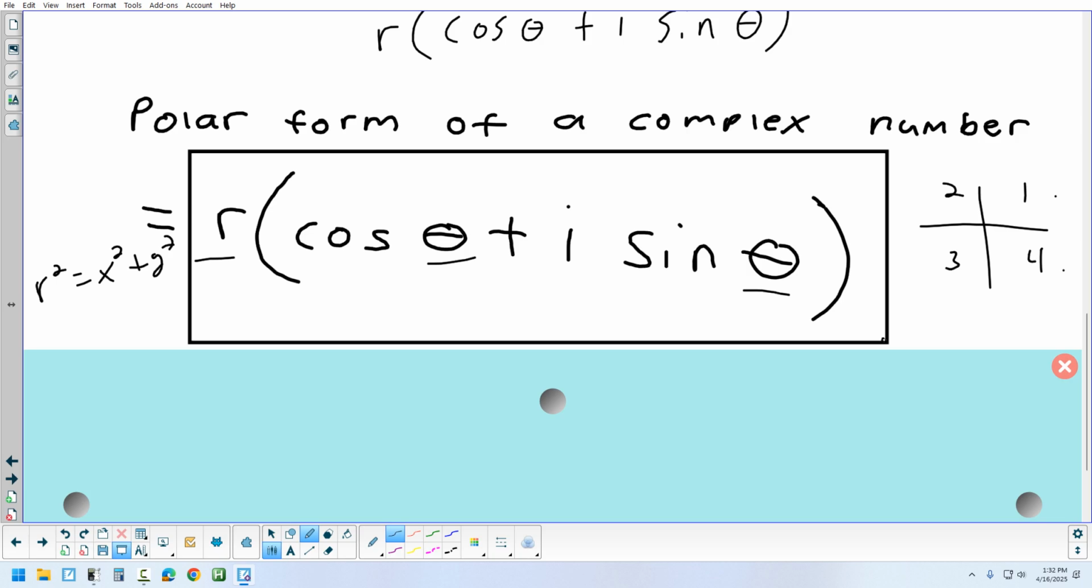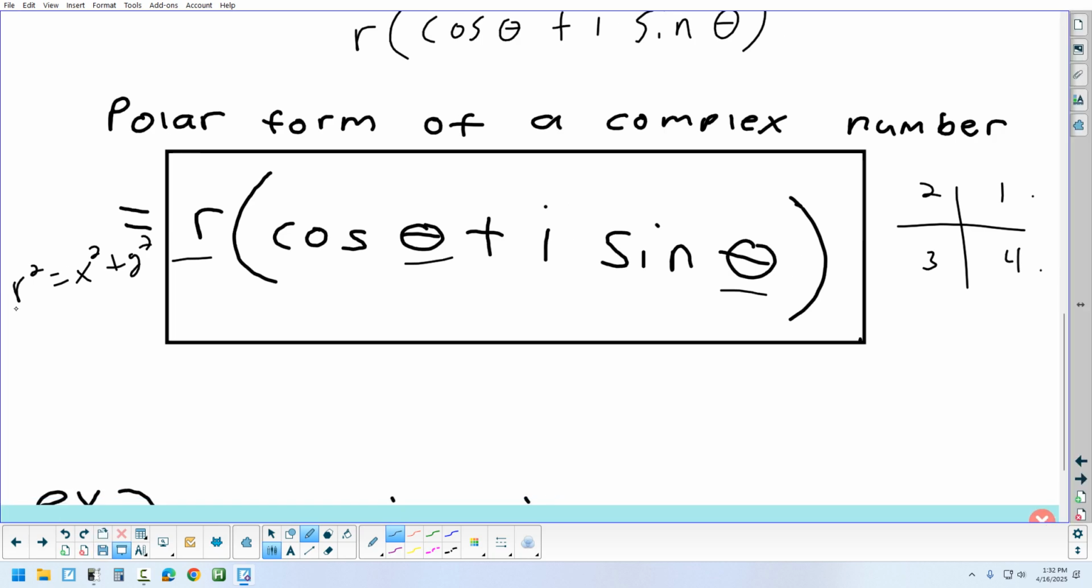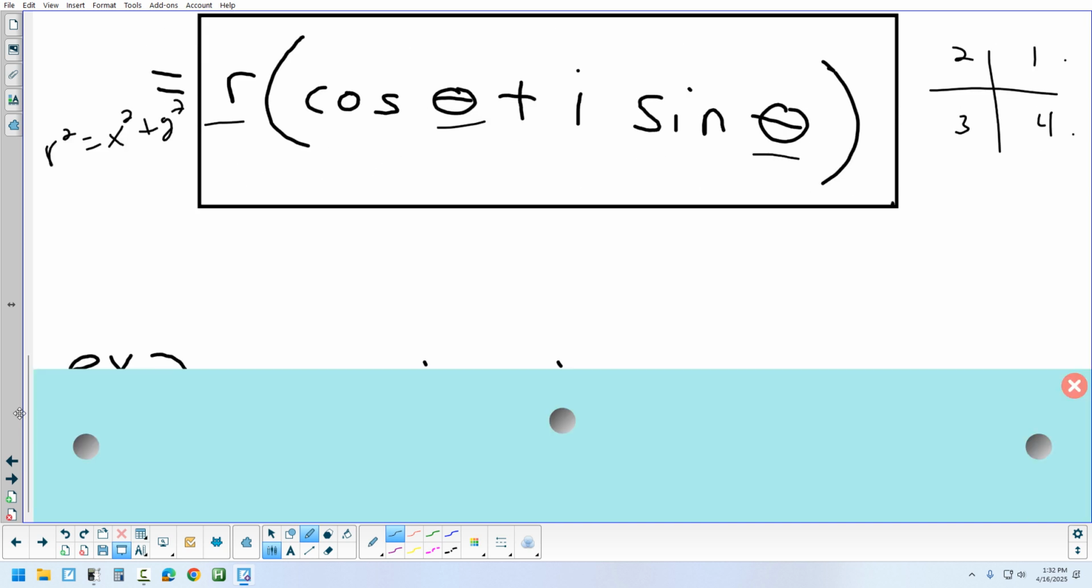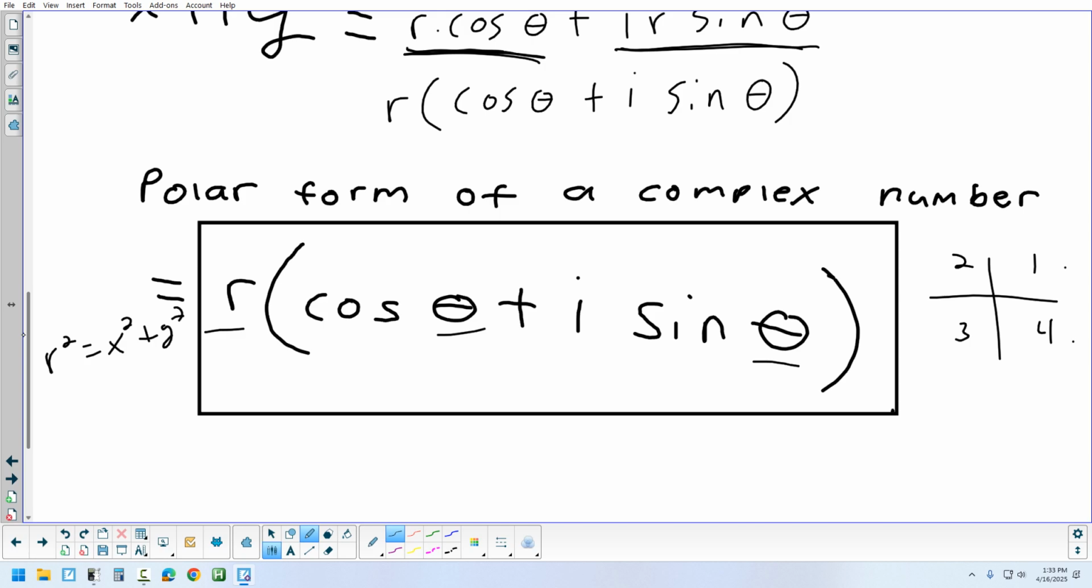Okay, so the x plus... I don't understand. That's a complex number in rectangular, which is what we've been dealing with. Then you would do the square root of 3... So that's rectangular, right? We're going to convert that to polar. So when we're done, we're going to have something that looks like what's in that box.